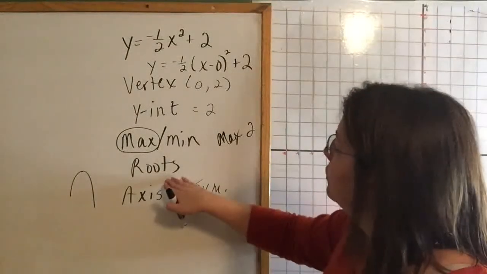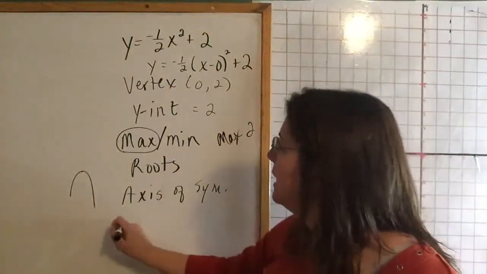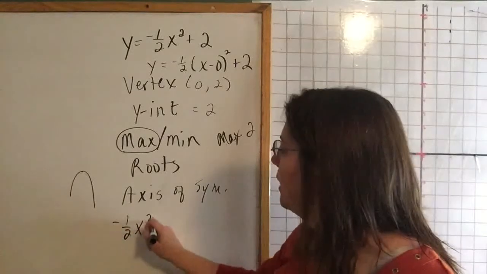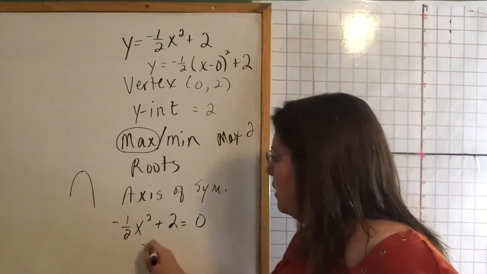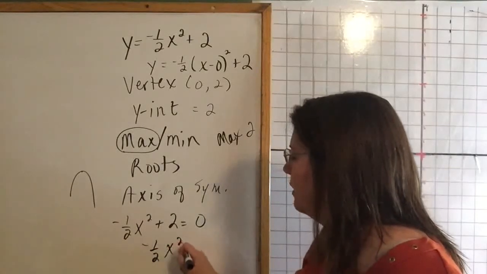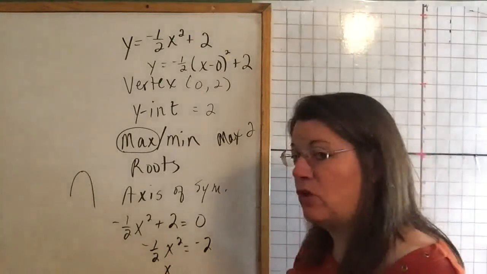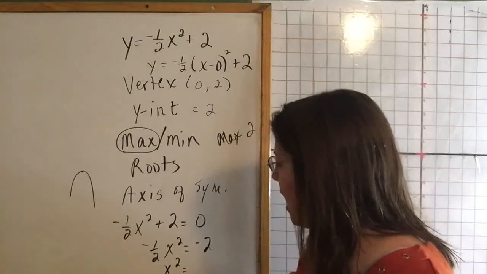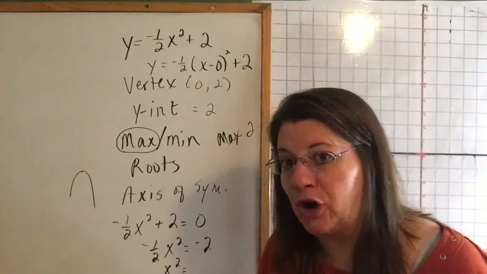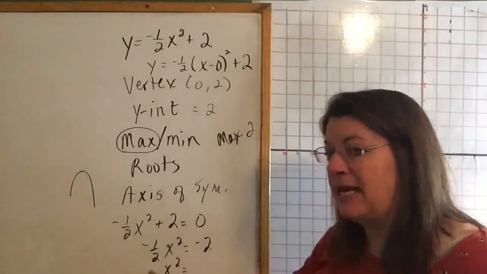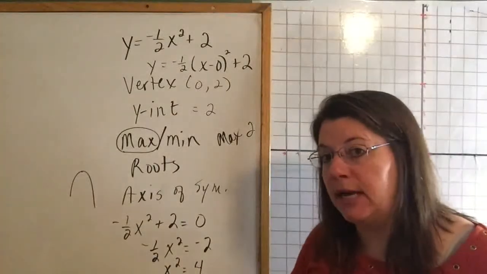To find the roots, I could set this equal to 0 and solve. So I've got -1/2 x squared plus 2 equals 0. If I move the 2 over, -1/2 x squared equals -2. If I divide by -1/2, and I would suggest you do that on a calculator, because a common mistake there is people divide -2 by -1/2 and they end up with 1, which is wrong. That means -2 divided by -1/2, which means we have to invert and multiply, so that ends up being a 4, not a 2.